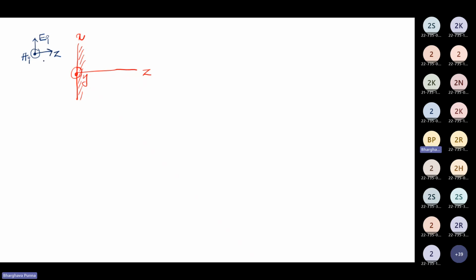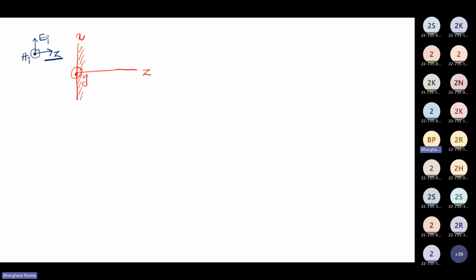It is about the incident wave. In the incident wave, I have already given that the wave is propagating along the z direction. That is what I have represented here. Then electric field, magnetic field, and the direction of propagation. These three must be orthogonal to each other.